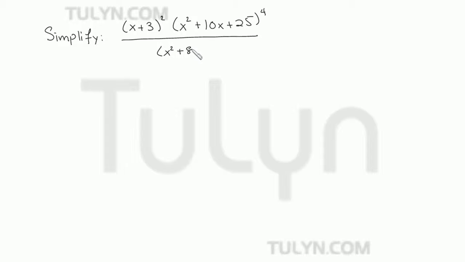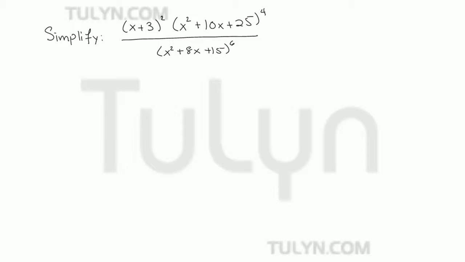Simplify the following rational expression: (x plus 3) squared times (x squared plus 10x plus 25) to the fourth, all over (x squared plus 8x plus 15) to the sixth power. Now, before you start foiling or multiplying all of these out, there's a trick to being able to do this.